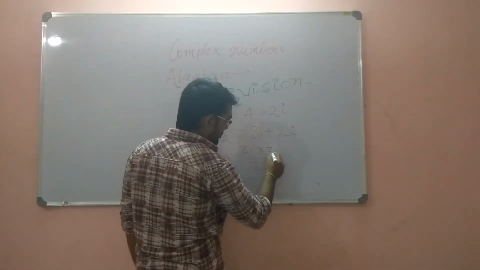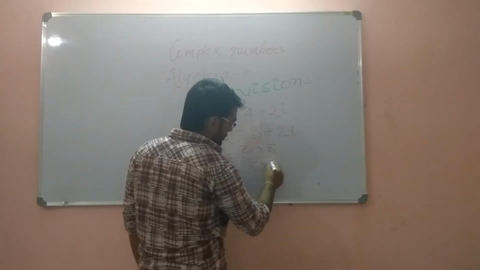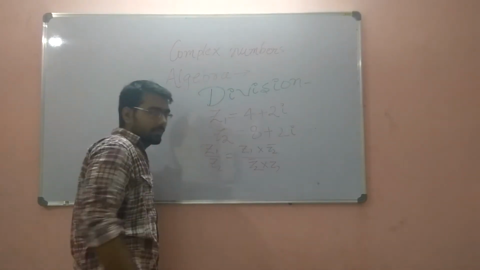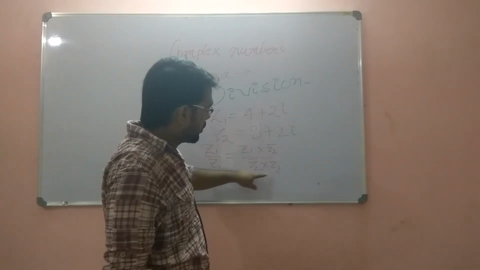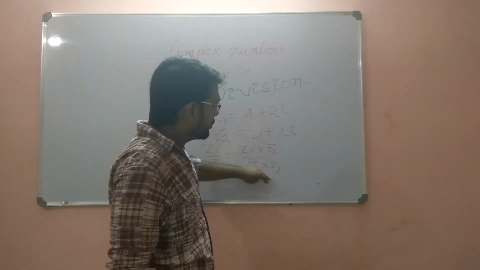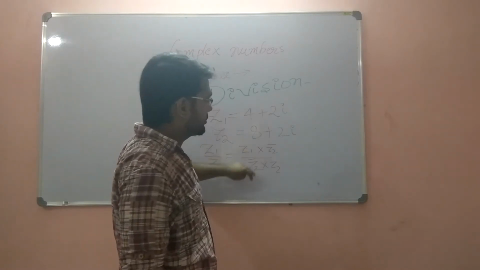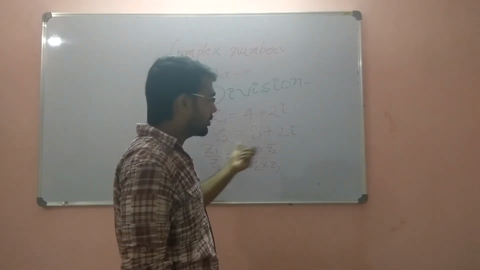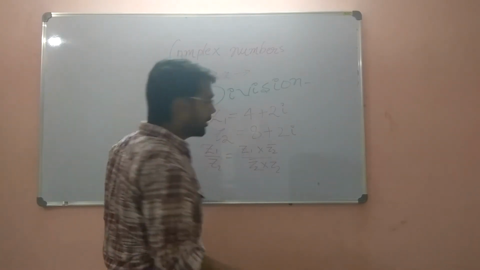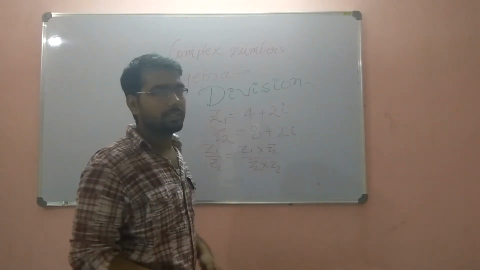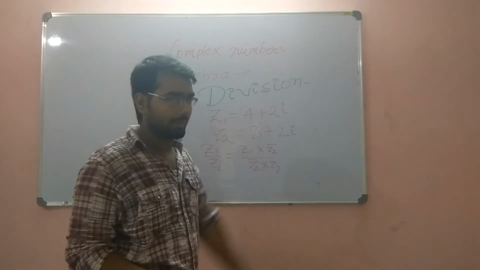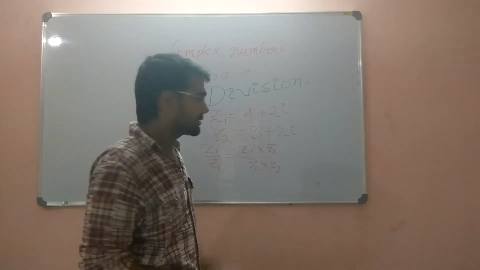If we do it like this, we will get a total real value in the denominator. So we can definitely come out with a complex number of the form a plus ib. The ultimate goal is to achieve a complex number of the form a plus ib. That's why we do this.